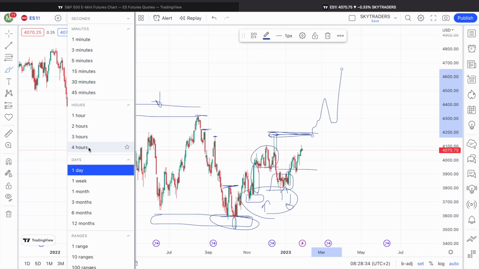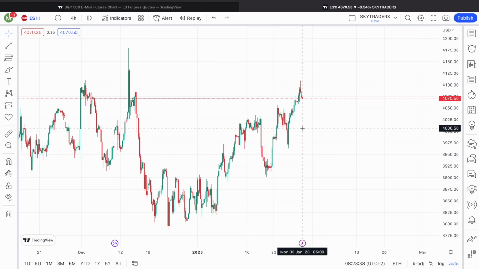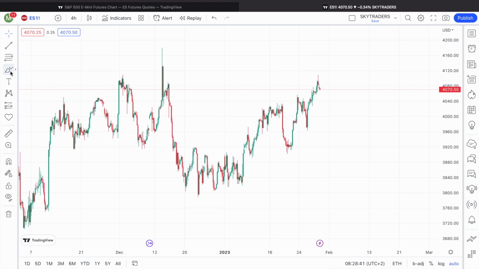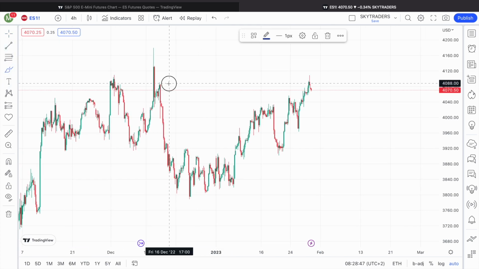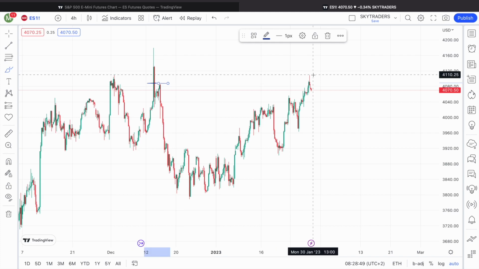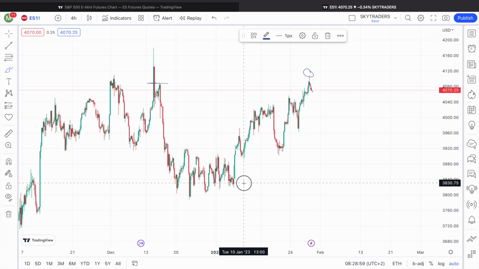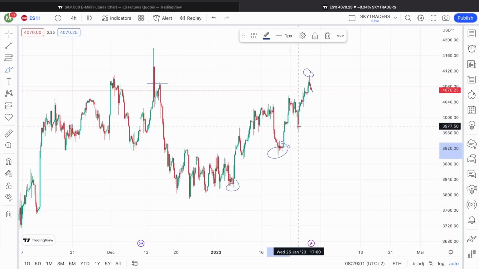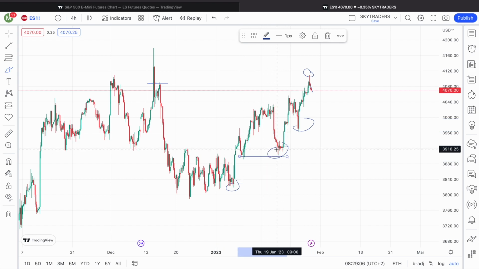So on the 4-hour time frame, let's also remove the drawings. We attack this liquidity hunt, right? That's why there was a slight retracement. And we're always creating higher lows. And let's analyze this area, right?